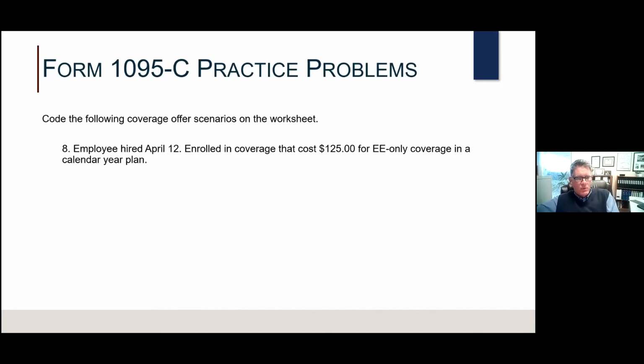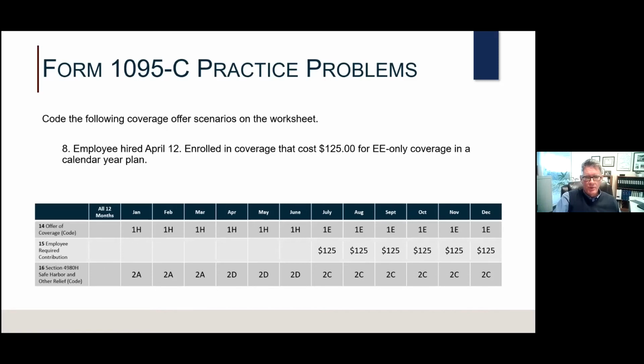Okay, employee hired in April, enrolled in coverage that costs $125 for employee-only coverage in a calendar year plan. Again, this is fairly straightforward. Now we see a more filled out form. The months of January through March, 1H, no offer of coverage, paired with the reason why, 2A, the employee is not employed by you, totally valid. Then in April, something changes. The employee is working for you now. There's no offer of coverage, though, because the employee is in your waiting period, code 2D. So no offer, waiting period, no offer, waiting period.